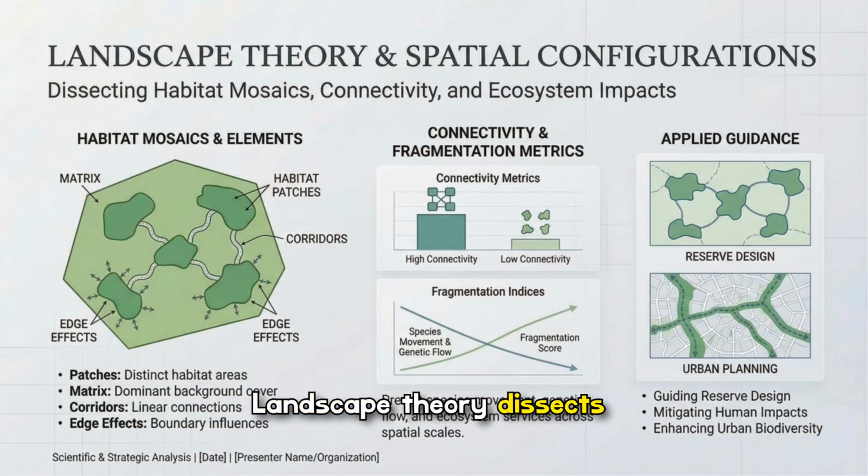Landscape theory dissects habitat mosaics into patches, matrix, and corridors while drawing attention to edge effects and connectivity metrics that predict species movement and genetic flow. And it directly informs applied guidance, such as reserve design and urban planning to mitigate human impacts and enhance biodiversity.